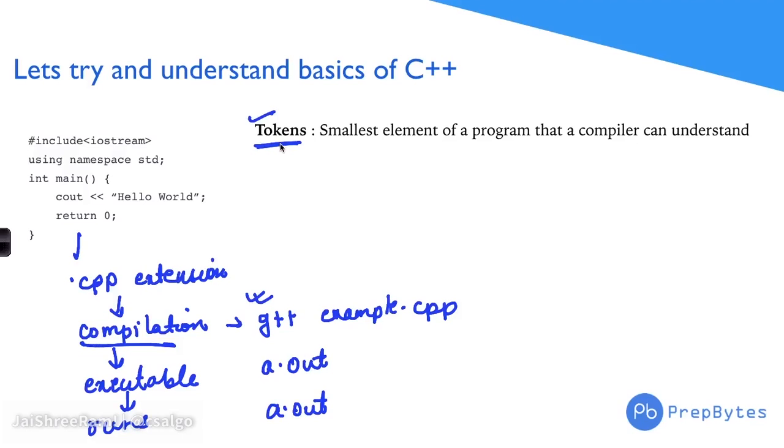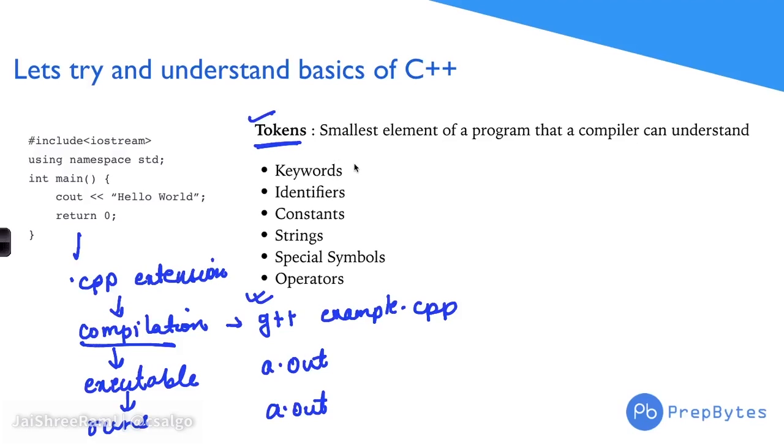Now, the token is further divided into certain subcategories. We have keywords, identifiers, constants, strings, special symbols, and operators. In this particular program, everything is a token. Some of these are keywords, some are identifiers, some are special symbols, some are strings. So you can say that token is the category and all of these are subcategories. At the end of the day, all of these are tokens only. It's just that they have been divided into certain parts based on the functionalities they have.